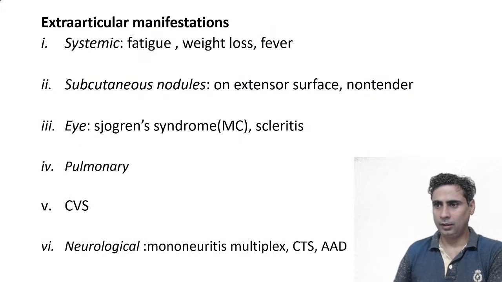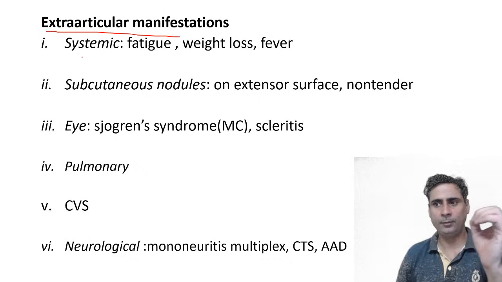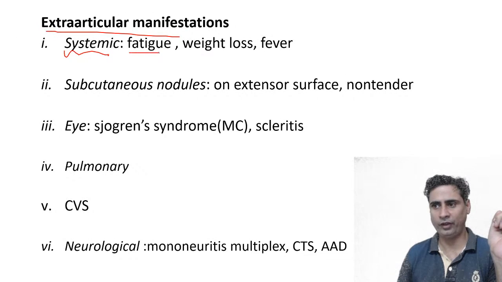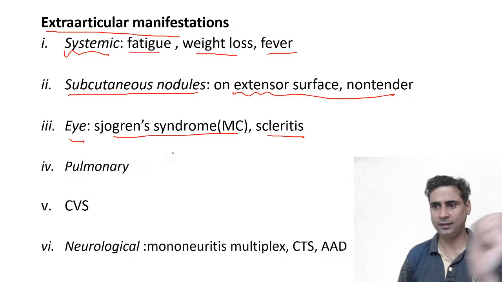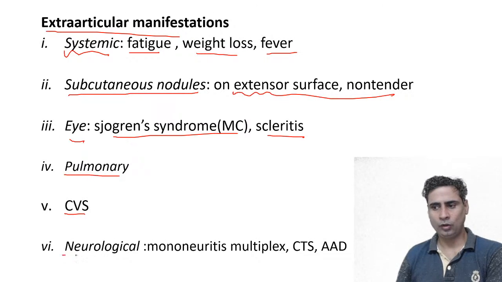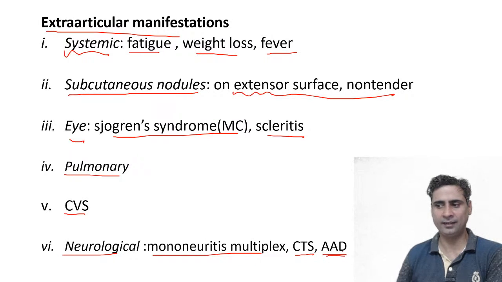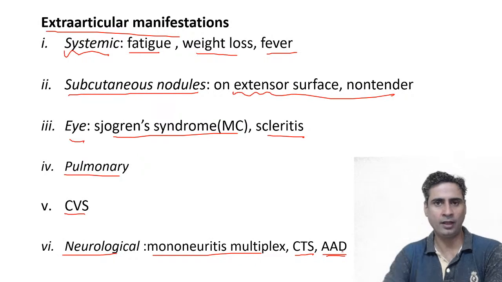Now, extra-articular clinical features. As there is inflammation, there will be systemic signs of inflammation: fatigue, weight loss, fever, anorexia. Subcutaneous nodules, that is rheumatoid nodules, are there, which are non-tender, on extensor surfaces. In the eye, there may be dry eye, which is the most common symptom. There may be scleritis. There will be involvement of the respiratory and cardiovascular system. In the neurological system, there can be mononeuritis multiplex, carpal tunnel syndrome, and atlantoaxial dislocation causing spinal cord damage.